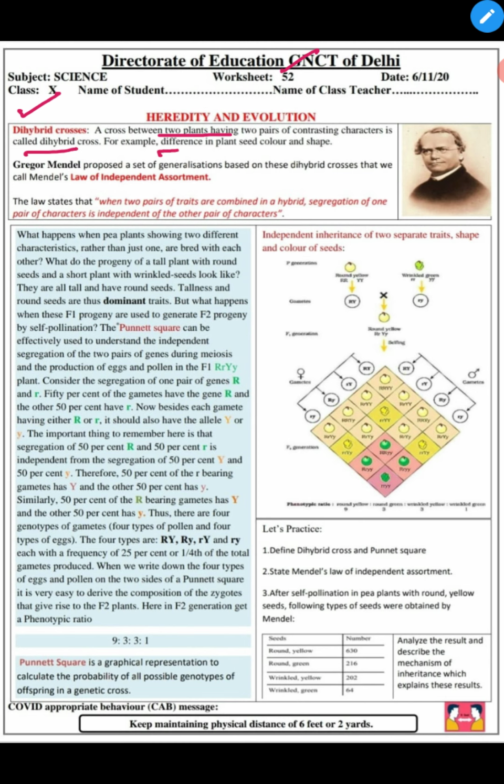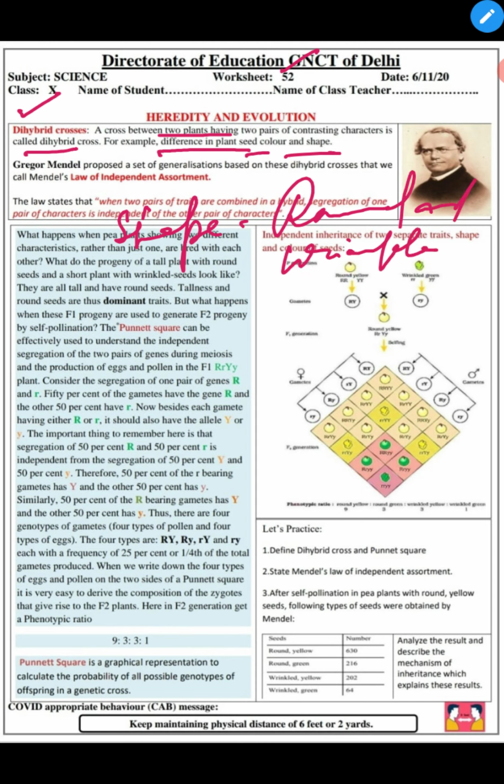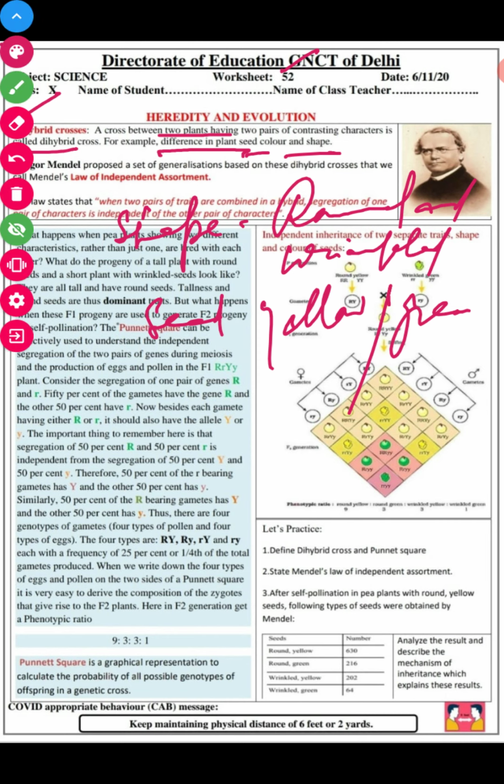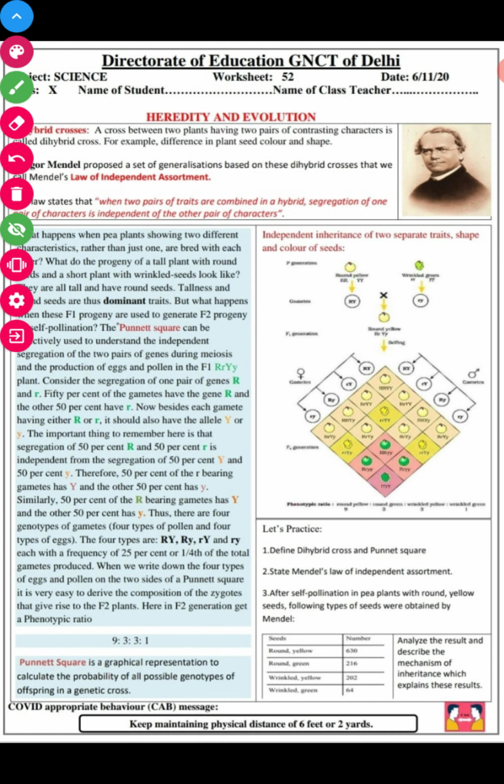For example, differences in the plant's seed shape as well as seed color. For shape, we have round and wrinkled, and for seed color, we have yellow as well as green. So these two types of characteristics are there, and if we make a cross between them, then this is known as a dihybrid cross.